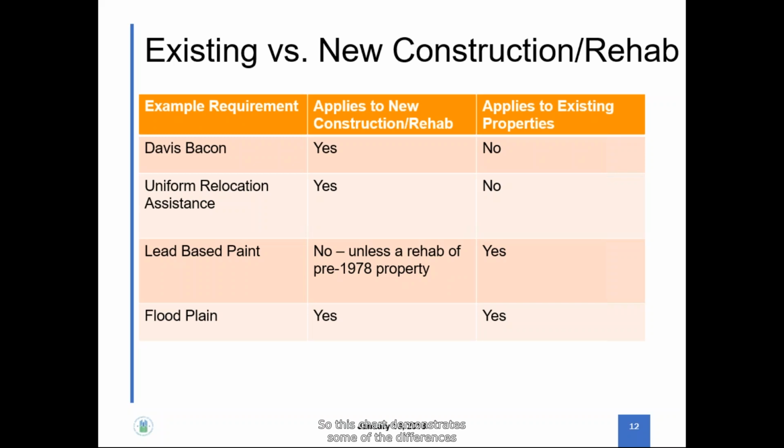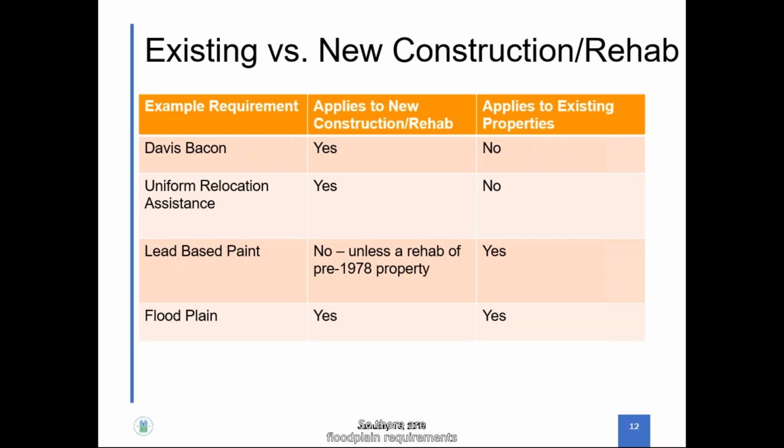So this chart demonstrates some of the differences of how HUD regulations impact those two different scenarios. For example, Davis-Bacon, which is a requirement during construction that contractors and subcontractors pay prevailing wages, is a requirement for new construction and rehabilitation, but is not a requirement for existing properties. The Uniform Relocation Act only applies to rehabbed properties because tenants will not be displaced from 811 PRA as applied to an existing property. For lead-based paint requirements, it only applies if a property is rehabilitating a pre-1978 property.